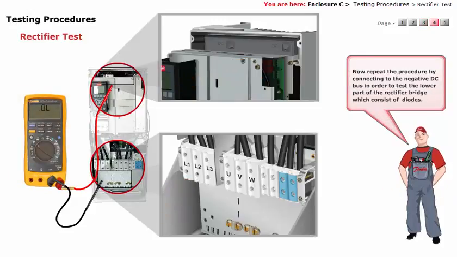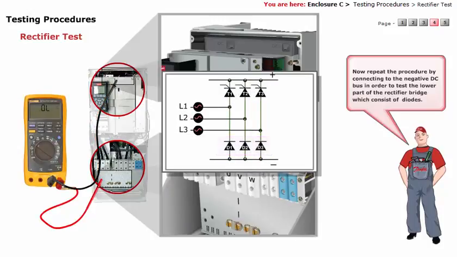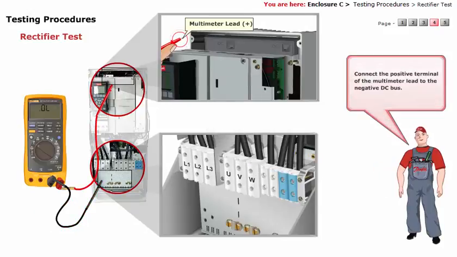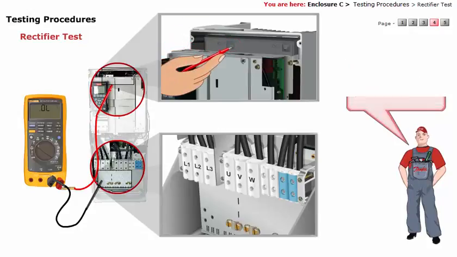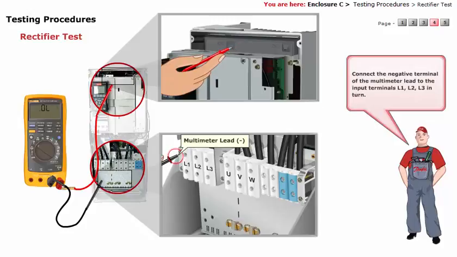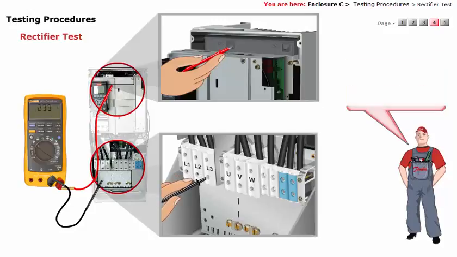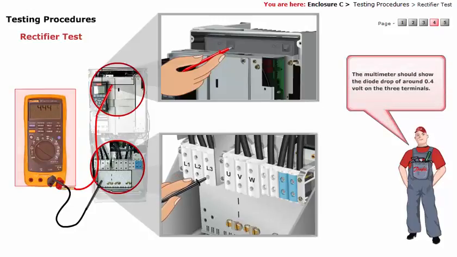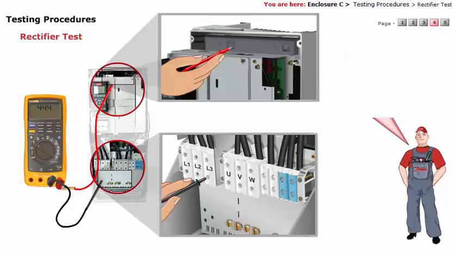Now, repeat the procedure by connecting to the negative DC bus in order to test the lower part of the rectifier bridge, which consists of diodes. Connect the positive terminal of the multimeter lead to the negative DC bus. Connect the negative terminal of the multimeter lead to the input terminal, L1, L2, L3. In turn, the multimeter should show the diode drop of around 0.4 volt on the 3 terminals.